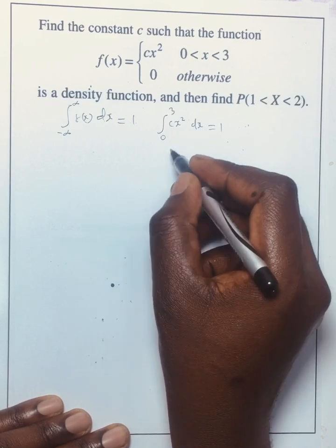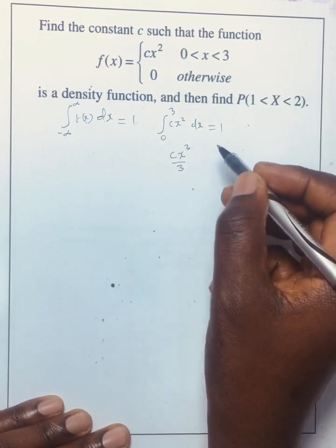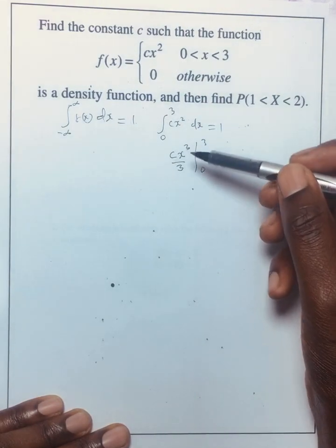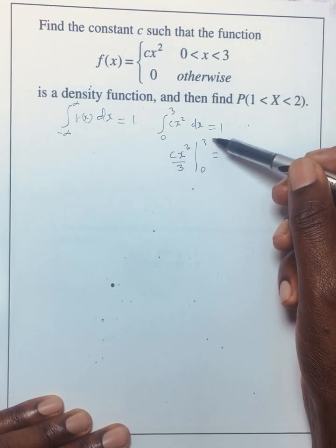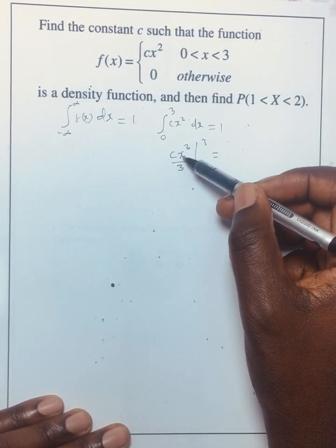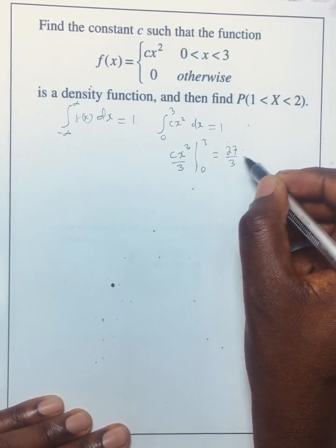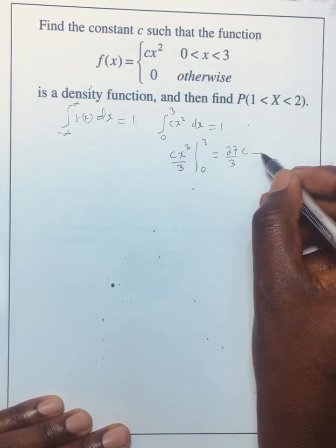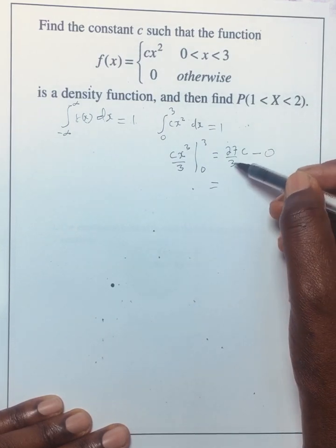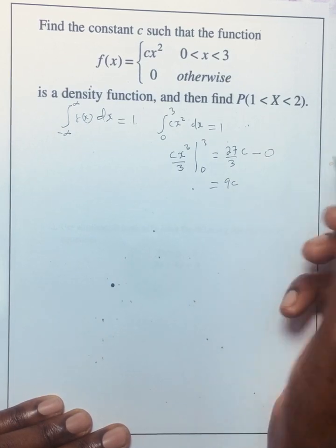So if we integrate that, we're going to have cx raised to power 3 over 3. Then the range is 0 and 3. So it means we're going to substitute the values of x when it is 3 and when it is 0. So the first case, when it is 3, we have 3 cubed, so that is 27 over 3 c. And when it is 0, it is going to be 0. So that is the same as 27 divided by 3, that is 9. So we have 9c minus 0, that is still 9c.